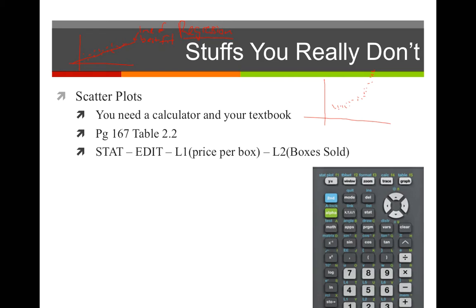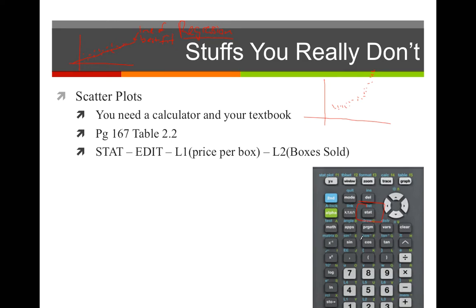And here's what we're going to do. You're going to go into your calculator, and you're going to hit the stat button. This is going to come very handy for us when we are doing these scatter plots. That is the stat button, or statistics. And what you're going to do is hit edit. It's going to be the first thing that shows up when you hit stat. And under L1, you're going to put in the price per box.